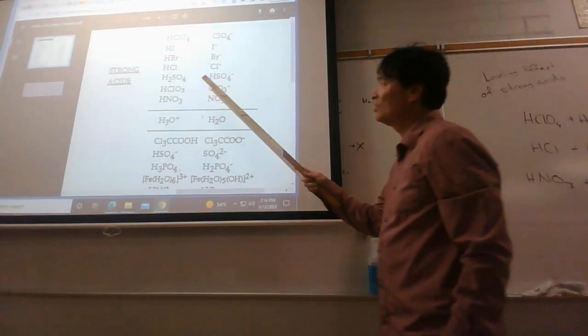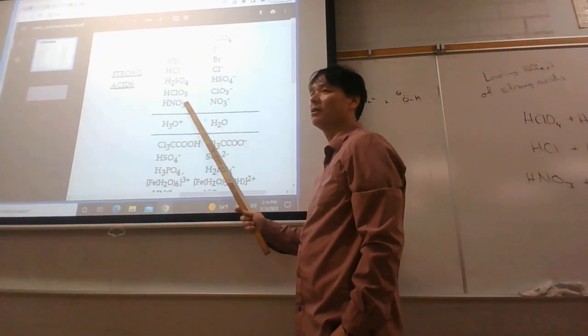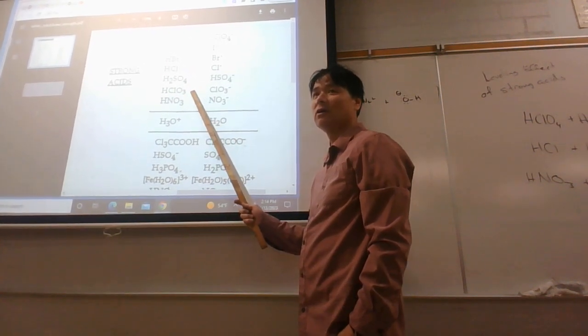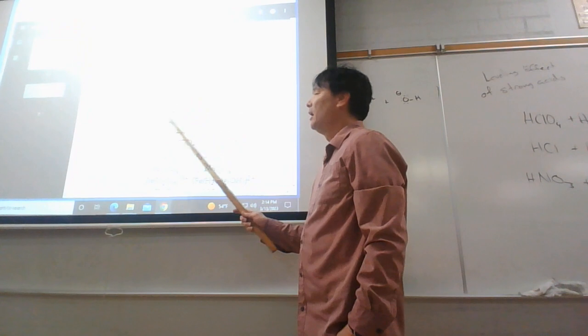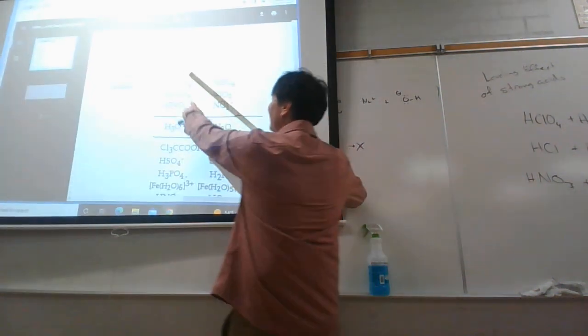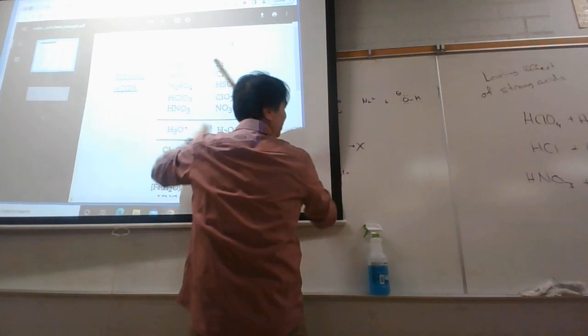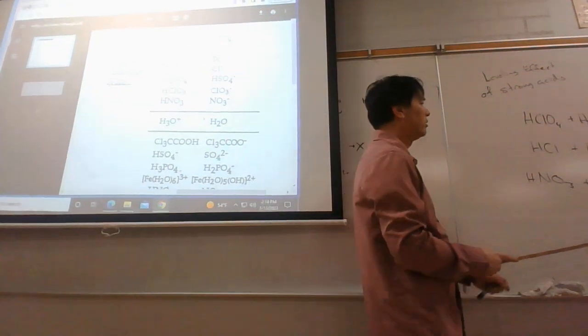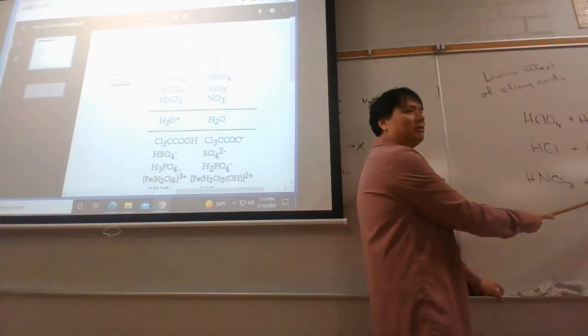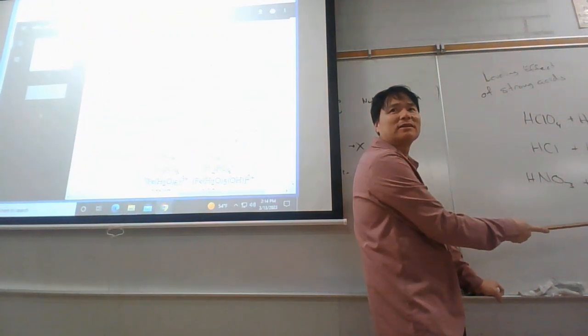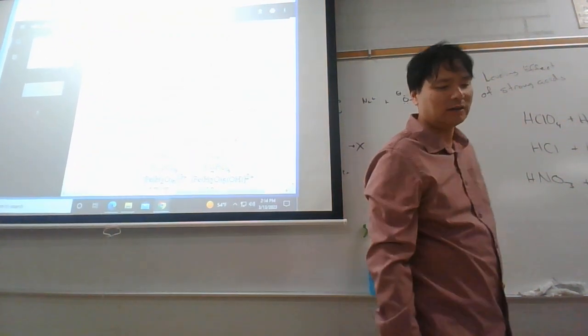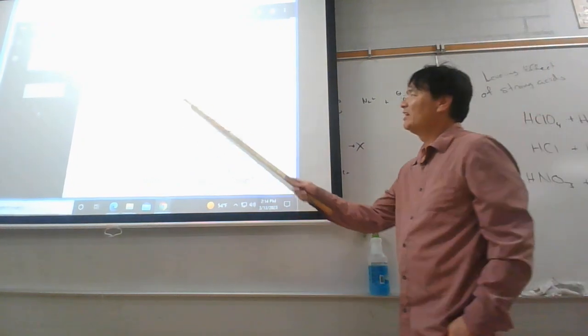The reason we get no reaction is because all these are equivalent in water. And so there's no reaction here because if we go from HCl to HNO3, it isn't getting any weaker or any stronger because they're the same. Does that make sense? That's the leveling effect. Whereas here it makes a difference.